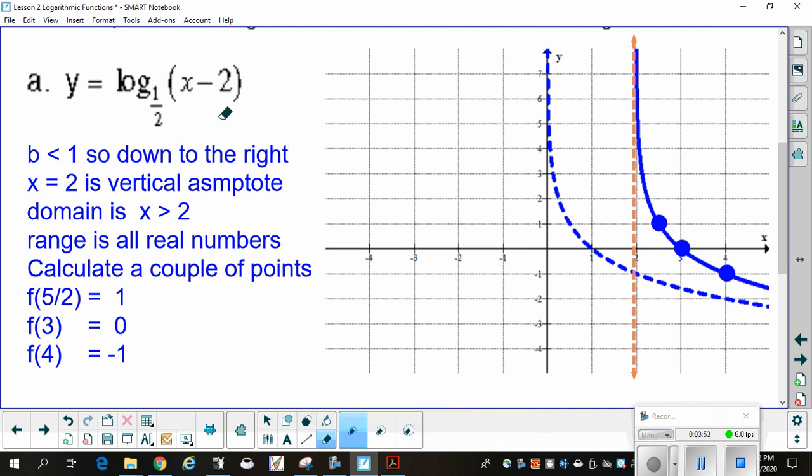Okay, and if you want to understand why, think about this. If I put a 1 in here, then that means I have log base 1/2 of 1 minus 2, which is negative 1. This says I have a positive base. What exponent can I put on a positive base to get a negative number? You can't. If I have a positive number times a positive number times a positive number ad infinitum, I can never get a negative number. So it doesn't exist. It's undefined. Okay?